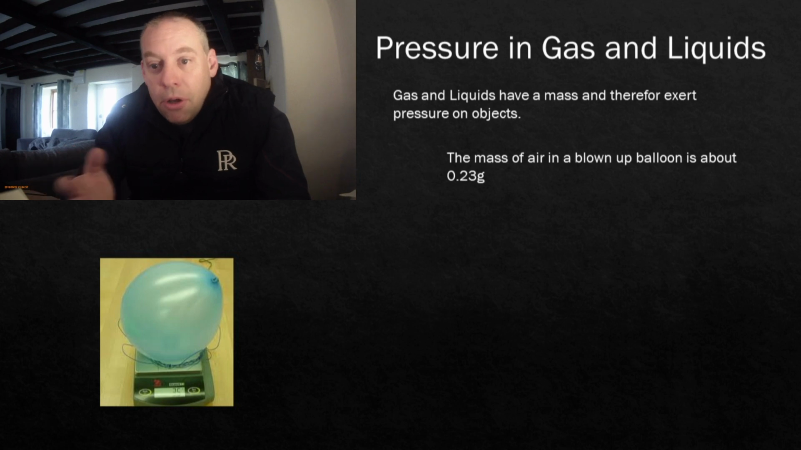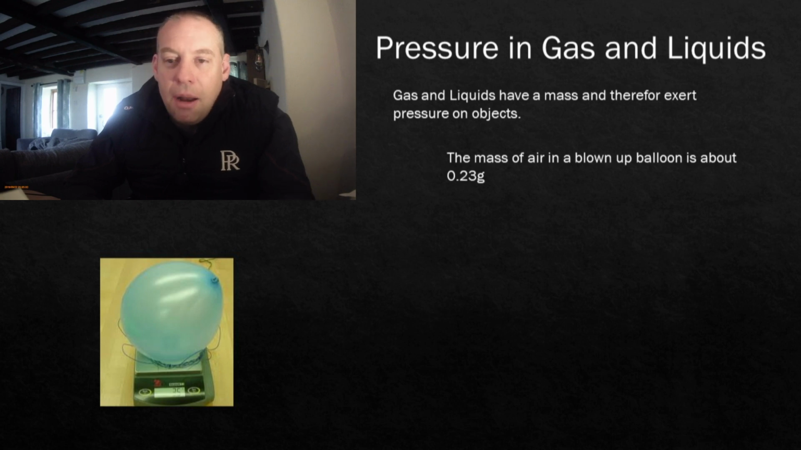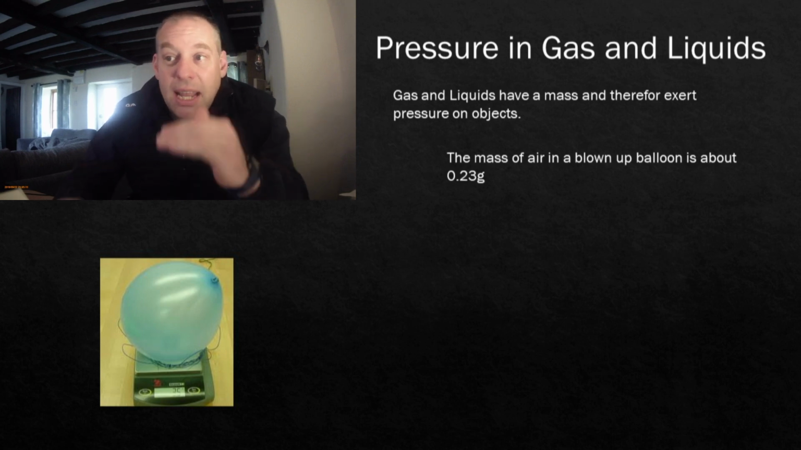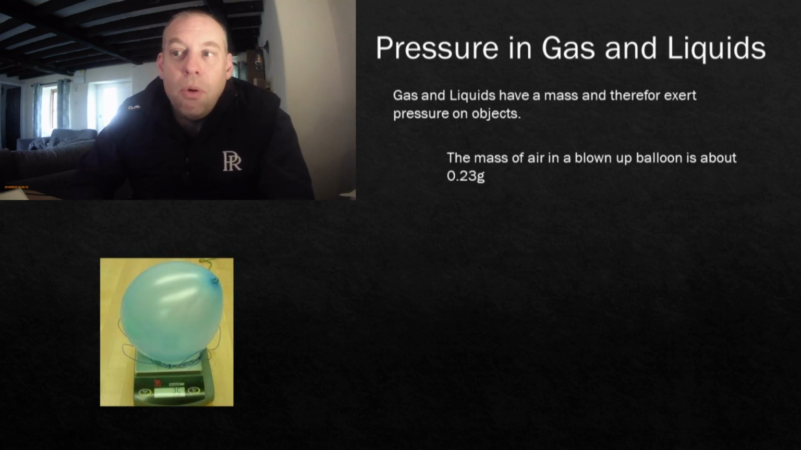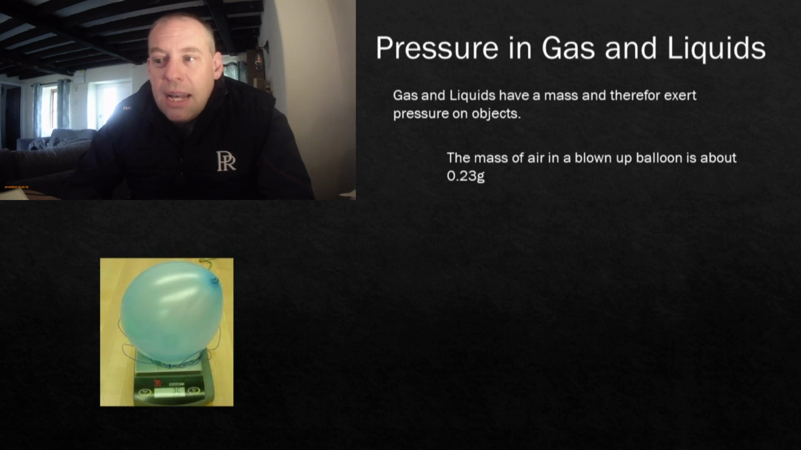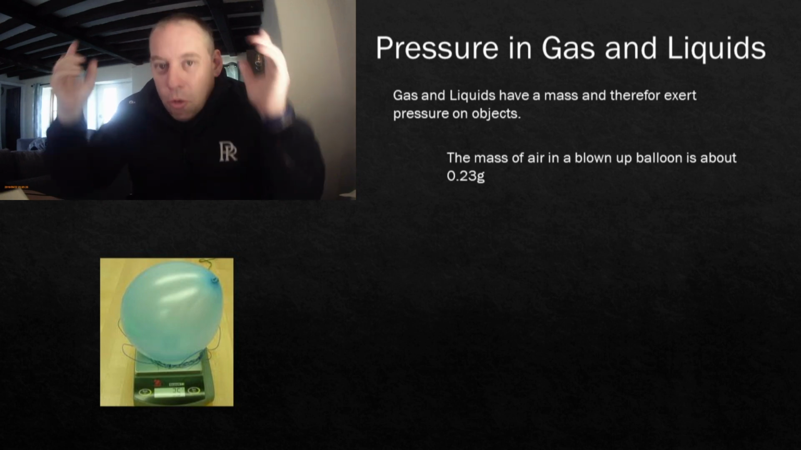If I blow up a balloon, like I did in the lab earlier, then you would find that the difference between an unblown balloon and a blown up balloon is about 0.23 grams. This in turn means that that's being pulled down, and that would have a weight of 0.023 newtons. Now, that doesn't sound like much until you think about all of the air that is above you all pushing down on you.